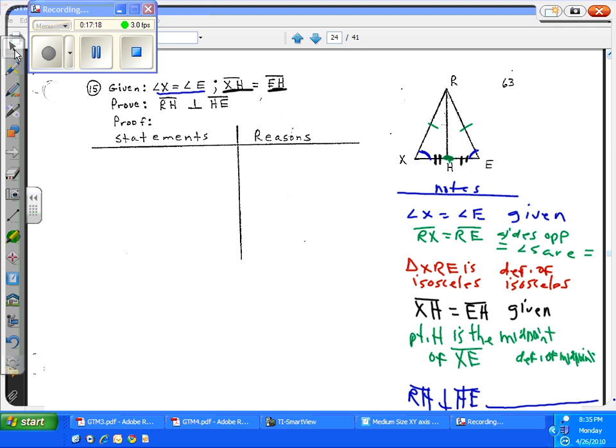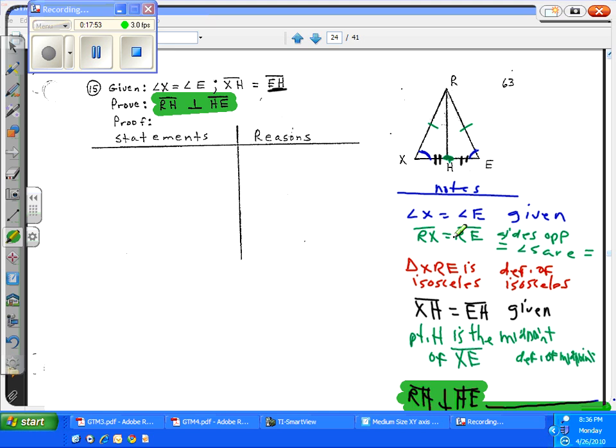So we're down to the point, we've done all of that, and we're saying, okay, we're trying to prove that RH is perpendicular to HE. And this proof is like a roadmap that tries to take me from what they gave me to what I'm trying to prove. And when I get to what I'm trying to prove, I'm done. But to prove that, I have to have a reason for that justified in the statements above it.